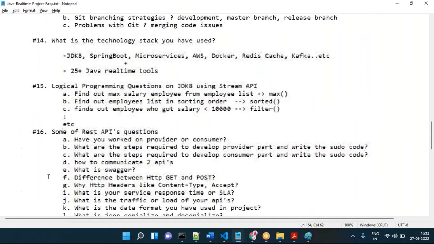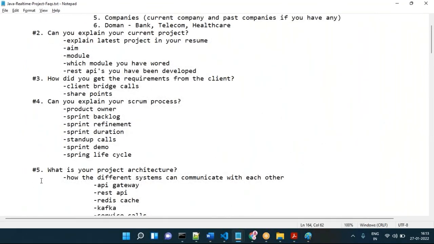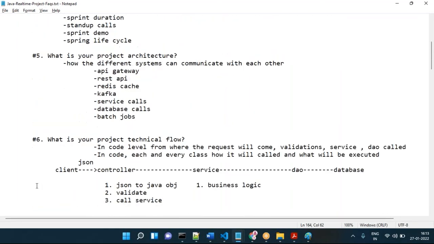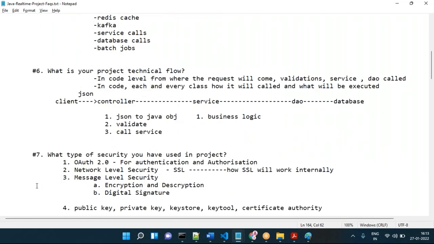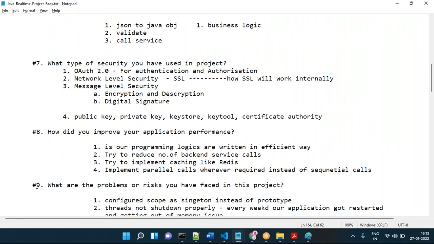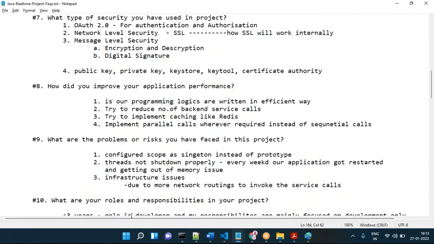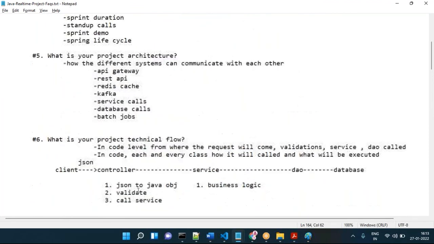You should practice more, team. Top 10 questions are very, very important. Project architecture, project technical flow, project security, project modules, how many, what are your roles and responsibilities? What are the problems or risks you have handled? You should take care of all of these, team.